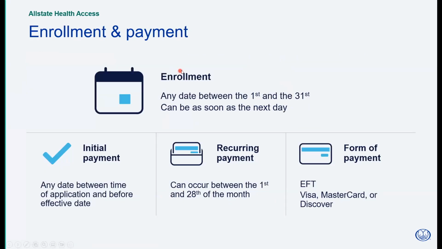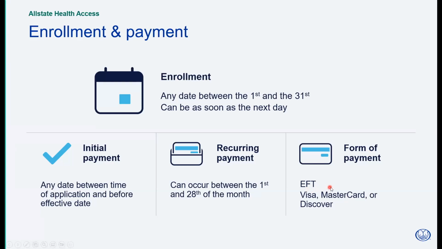Enrollment is pretty much the same for all of our plans. It can be any date between the 1st and the 31st and can be as soon as the very next day. The initial payment can be made any date between the time of the application and the effective date. Recurring payments are encouraged, and they can occur anytime between the 1st and the 28th of the month. Forms of payment that we will accept: electronic funds transfers.